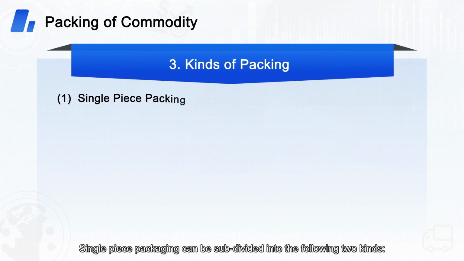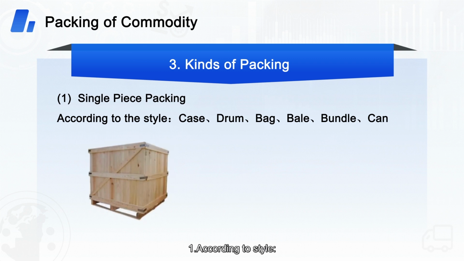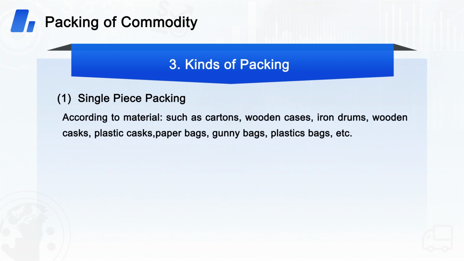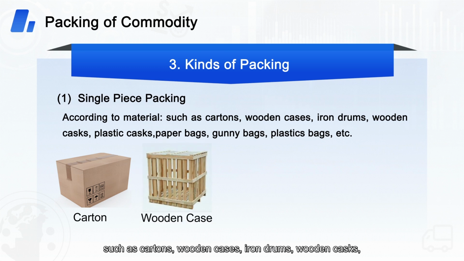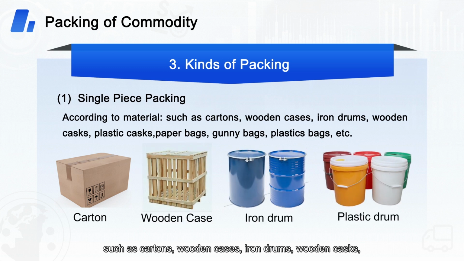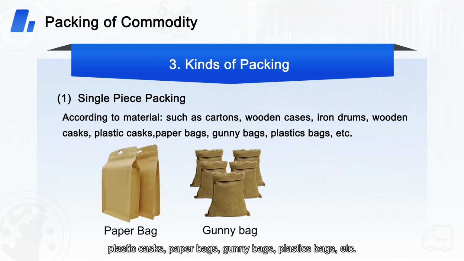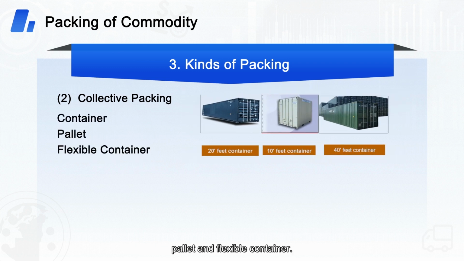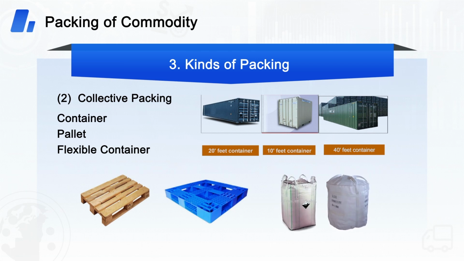Single-piece packaging can be subdivided into the following two kinds. 1. According to style, such as cases, drums, bags, bales, bundles, etc. 2. According to material, such as cartons, wooden cases, iron drums, wooden casks, plastic casks, paper bags, gunny bags, plastic bags, etc. Collective packing can be classified into container, pallet, and flexible container.